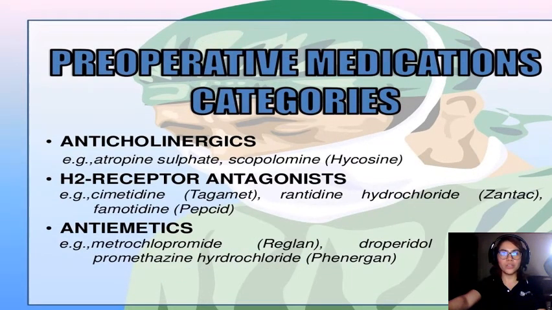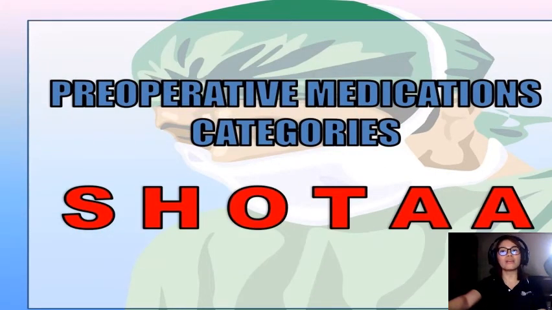Then we have the anticholinergics. For example, atropine sulfate and hyoscine. Next, your H2 receptor antagonists. You have your cimetidine, ranitidine, famotidine, those ending in -dine. Then lastly, your antiemetics so the patient will not vomit. You have metoclopramide, droperidol, and promethazine. So that's it for your pre-op medications. They are abbreviated with an acronym, SHOTA. Those are your pre-op medications.